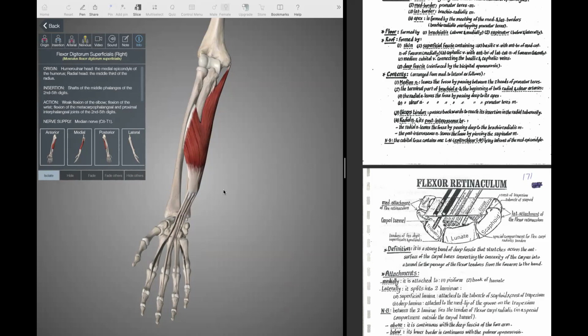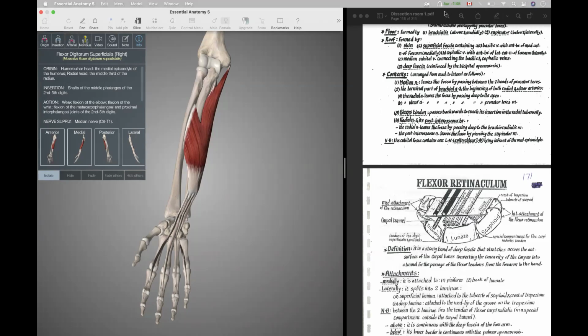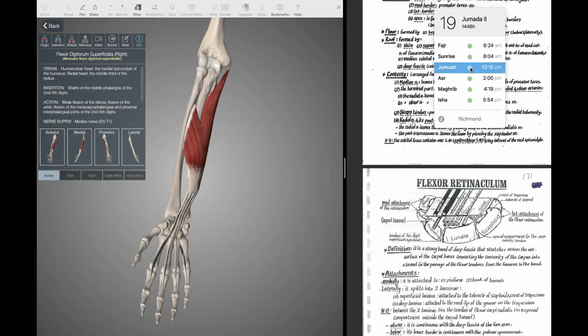The origin, three spots. Sorry, not three spots, two spots. Give me a second. Humeroulnar head. Yes, exactly. Medial epicondyle. So origin, the humero-ulnar head, the medial epicondyle of humerus.